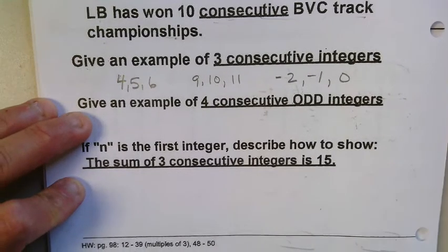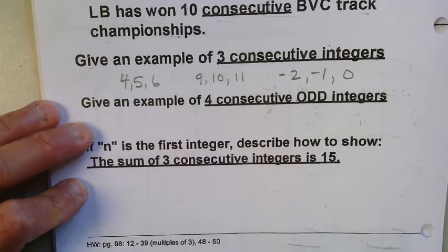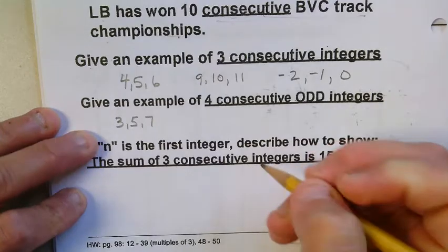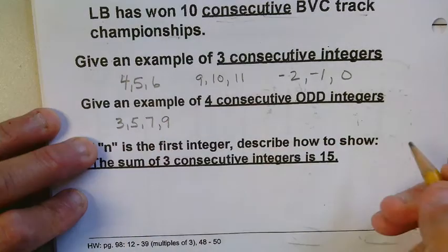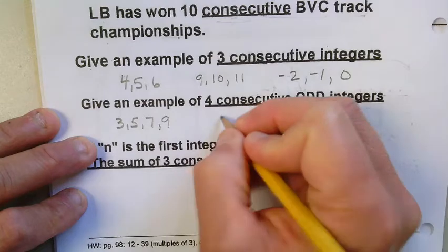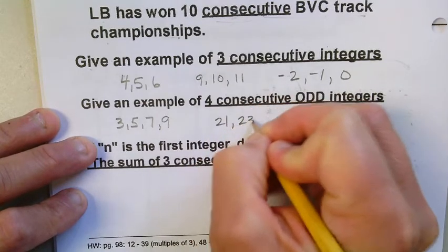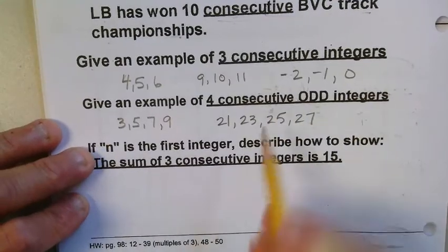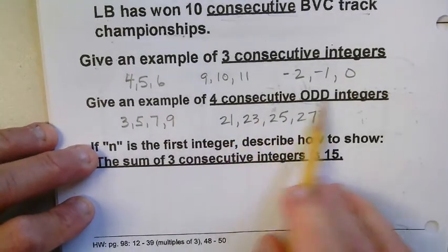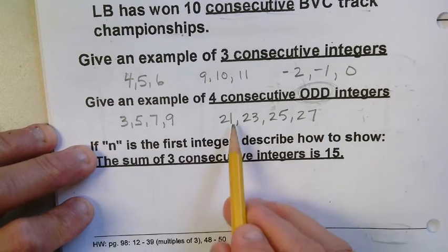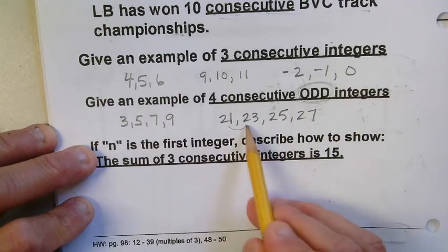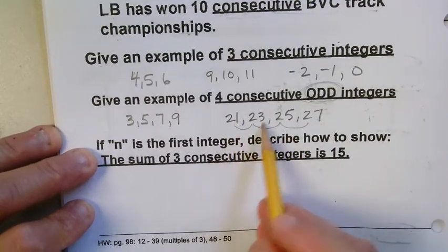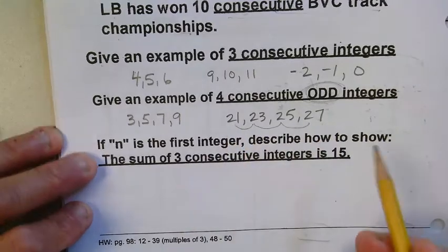The next one says, give an example of 4 consecutive odd integers. Well, we can go with 3, 5, and 7. Or let's go 9. We could even say 21, 23, 25, 27. Okay, consecutive. Now, what some students struggle with when they think of odd integers is they don't understand that this is still a jump of 2, a jump of 2, a jump of 2. So be careful with that part. We're increasing by an even number to get to the next odd number.